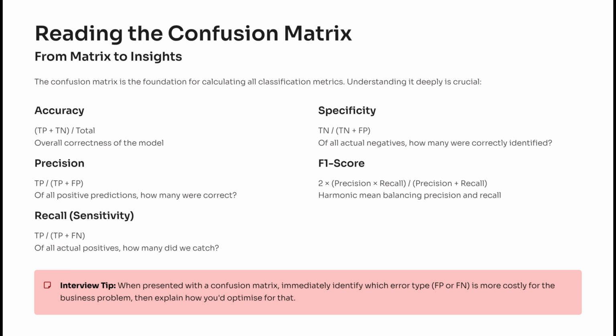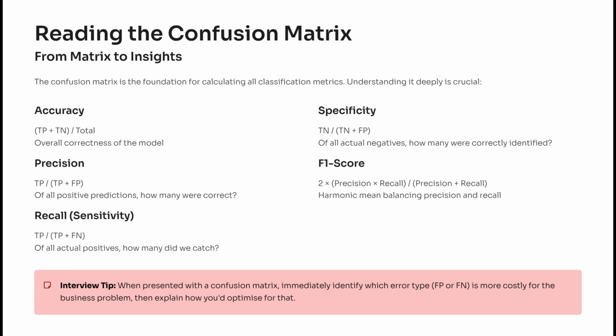Once you've explained what a confusion matrix is, the interviewer might follow up with, okay, how do you actually use it to evaluate your model? Here's where you show real expertise. From the confusion matrix, we derive all key classification metrics, and each one tells a different story about model performance. Accuracy measures the overall correctness, how often the model gets both positives and negatives right.